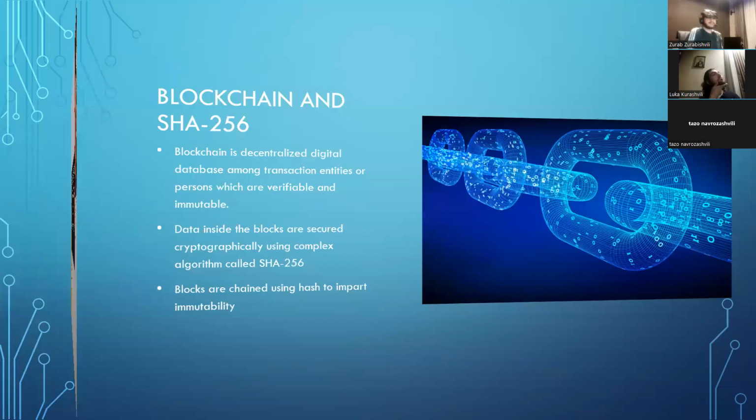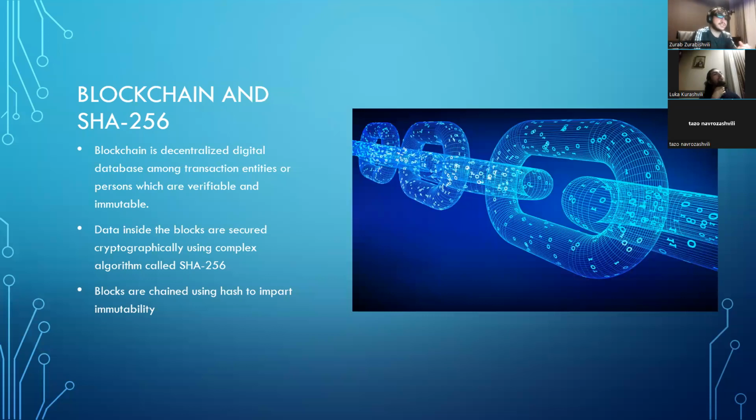Let's talk about blockchain. Blockchain, as the name specifies, is a chain of blocks that represent an open and decentralized digital database among transaction entities or persons, who are verifiable and mutable. All the transactions are transparent to everyone within the network. Thus, it avoids the need of a third party to verify the transactions done among the trading parties. Hash functions and digital signatures are two basic crypto primitives behind blockchain technology. In this technology, data inside the blocks are secured cryptographically using a complex algorithm called SHA-256.